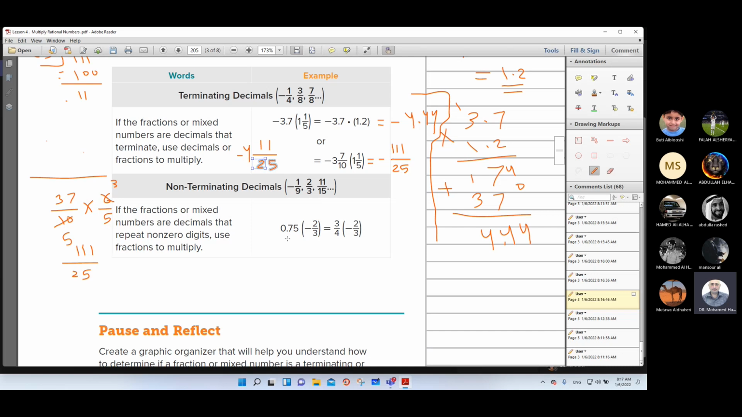Change the decimal to the fraction. How to change this decimal to the fraction? 0.75 means 75 over 100.